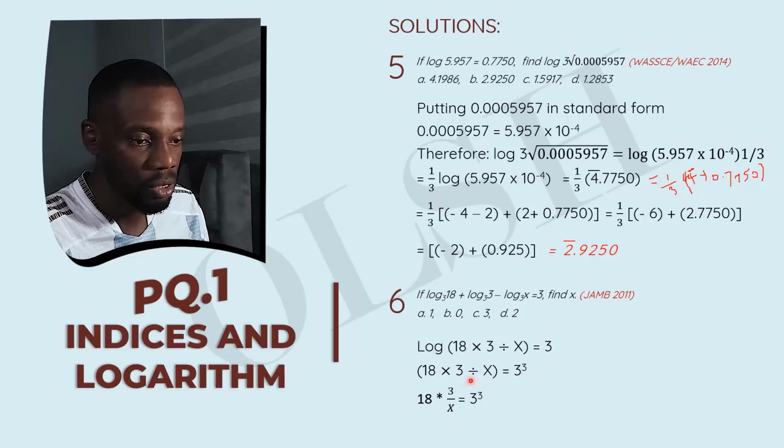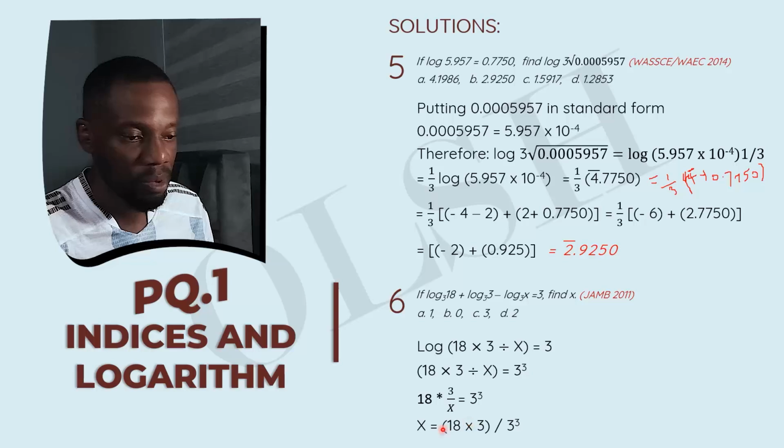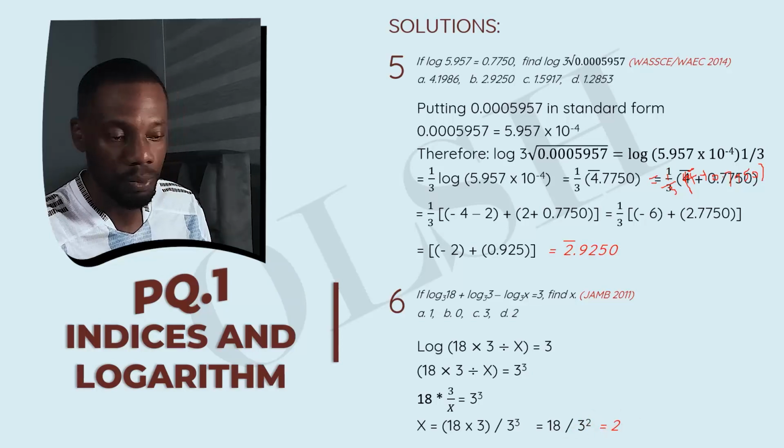All right, so we're going to divide first. So we have 18 times 3 divided by x equal to 3 raised to the power 3. If we simplify further, we're going to have 18 times 3 divided by 3 raised to the power 3 here. X goes to this side, this comes down here. So if we do this, we're going to have 18 divided by 3 squared. Of course, this 3 takes care of one of the 3's here. So we have 18 divided by 3 squared, which will give us 2, because 3 squared is 9, and 18 divided by 9 is 2.